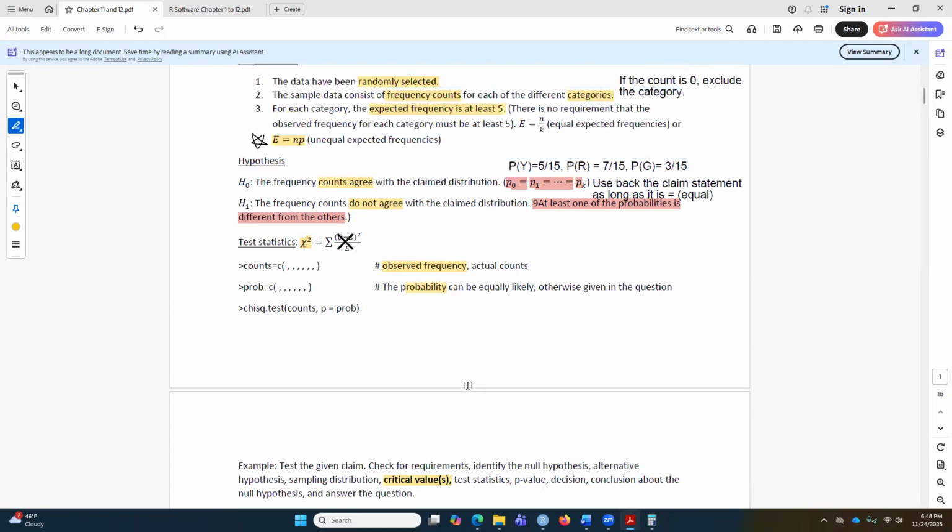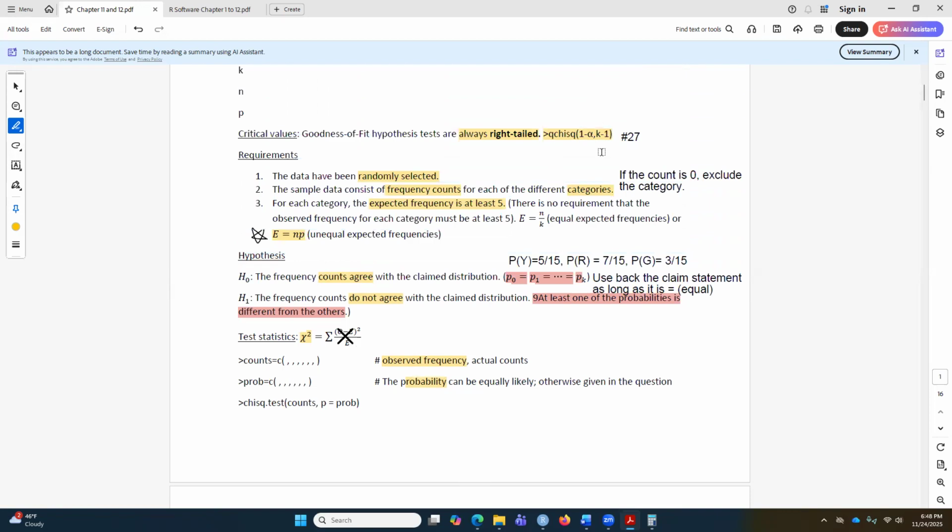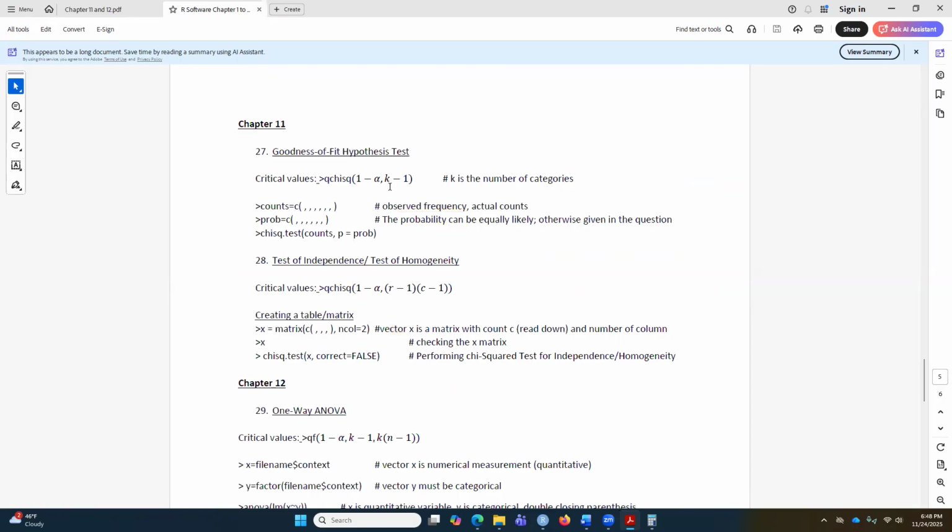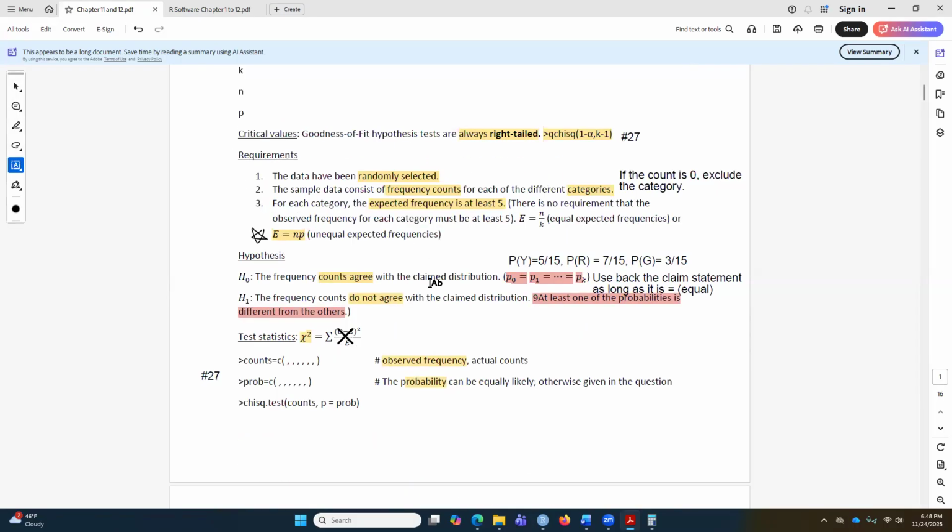And again, you ask me, where can I find this? You can find it in number 27, which is qchisq(1 - alpha, k - 1). This is your critical value in this case. I also want to point out that this is found in number 27 in your RStudio cheat sheet, which I will show you right now. The first line is to find the critical value. The next 3 lines are what you type into RStudio to find your test statistic and your p-value. And do not forget that your test statistic is a chi-square in this case.